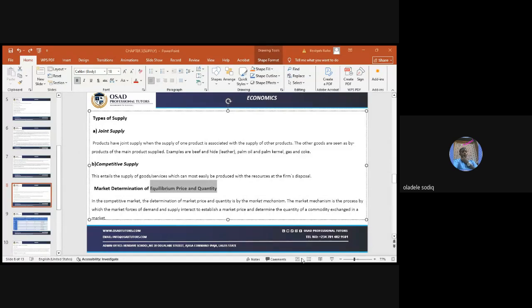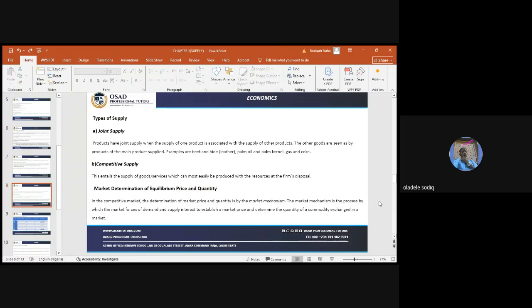So I was explaining equilibrium price and equilibrium quantity. This is a question you can be asked in exam. Now, what is equilibrium price? Please take note. Equilibrium price is the price at which both the consumer and the supplier agree to buy and to sell. Did you get that?